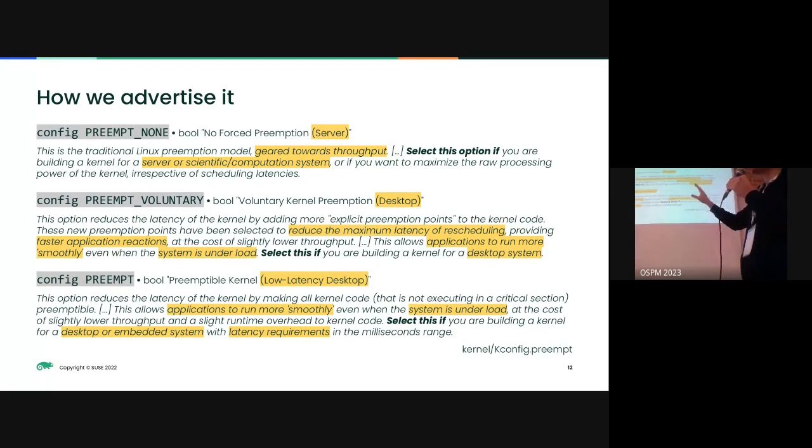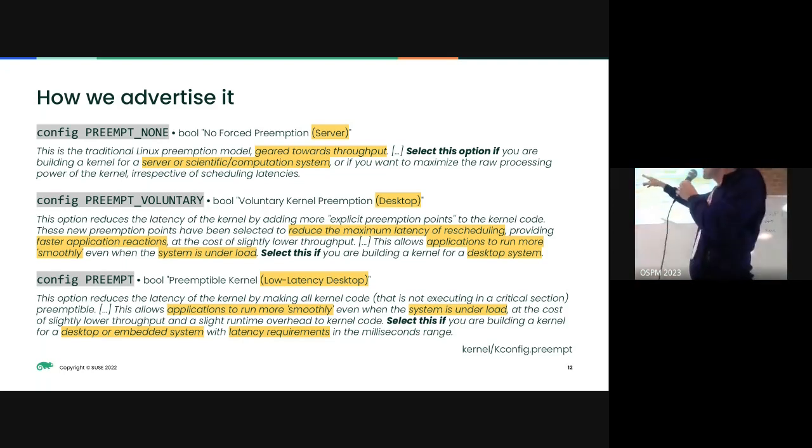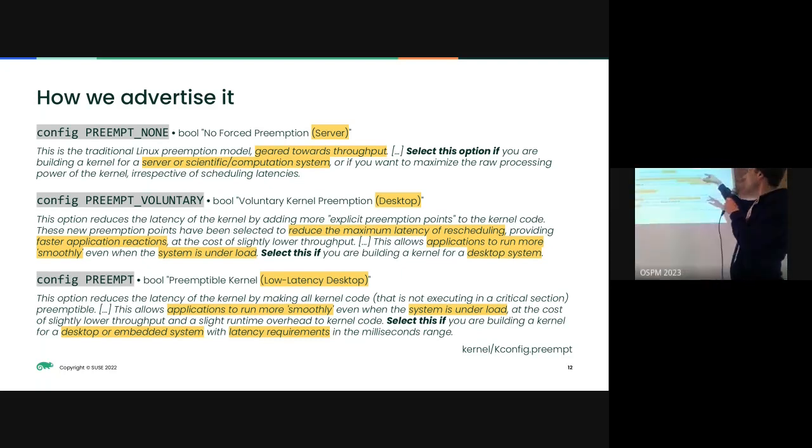This is my last slide, and this is how the Kconfig preempt file advertises the preemption flavors, which is probably the most comprehensive explanation we have in the kernel tree. There's no other documentation, really. So what do we tell our users? Preempt none, no forced preemption, server. This is the traditional Linux preemption model geared towards throughput. Select this option if building a server or scientific computation system, to maximize raw processing power.